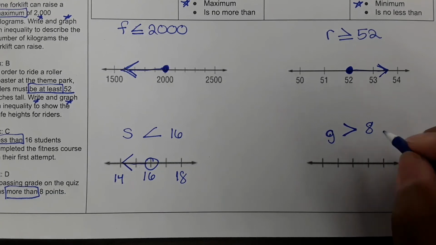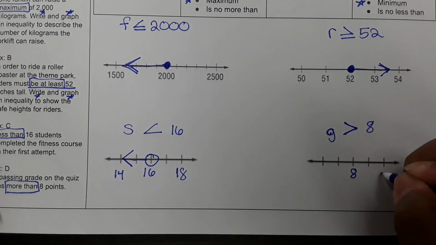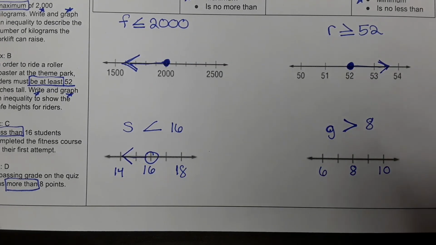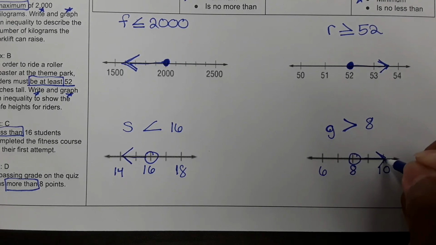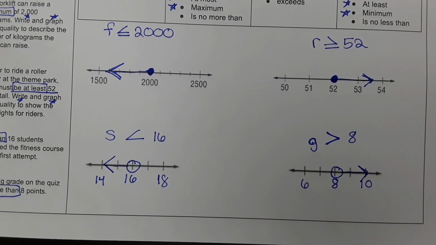So again, the featured number we're comparing to, 8, goes in the middle. We need a number higher like 10, a number lower like 6, and it's going to be an open circle. And because we're looking for all numbers greater than 8, that means it's moving towards 10 to the right. All right, and that's how we use keywords to help us write and graph inequalities.